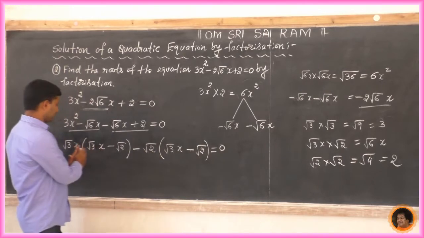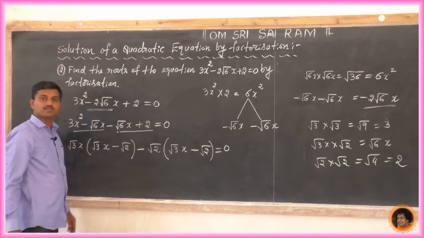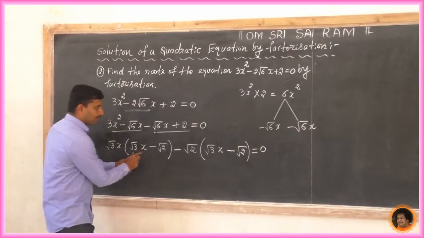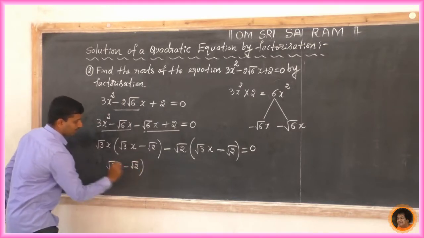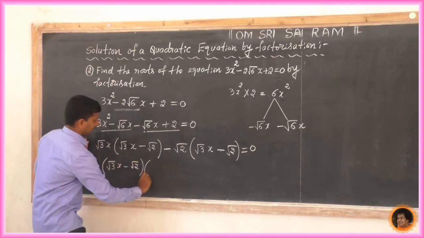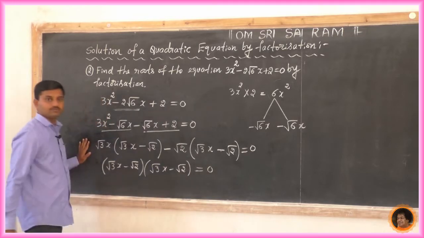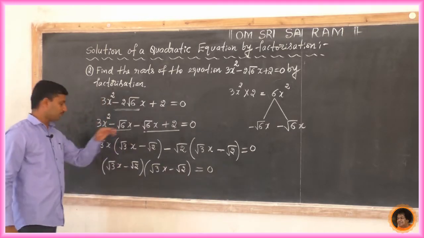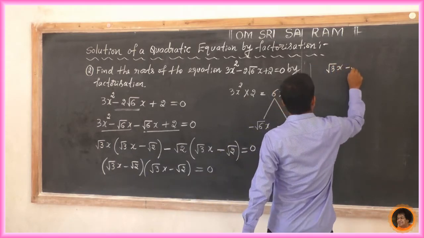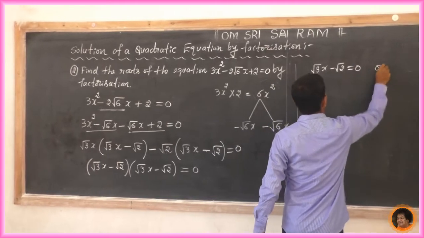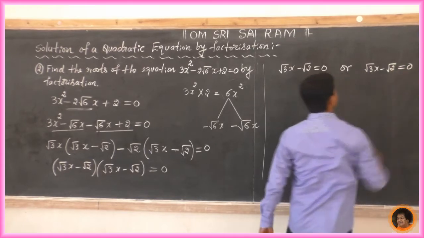So root 3x minus root 2 equal to 0. Once again, the common factor is root 3x minus root 2. Take it outside. Then the remaining factor is root 3x minus root 2 equal to 0. So these are the linear factors. Now equate them with 0. Root 3x minus root 2 equal to 0, or one more factor, root 3x minus root 2 equal to 0.